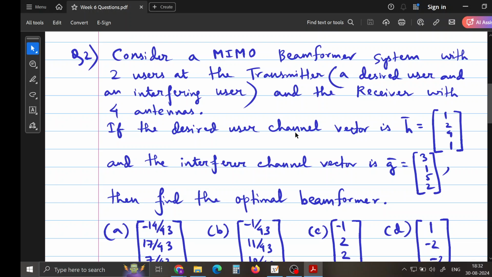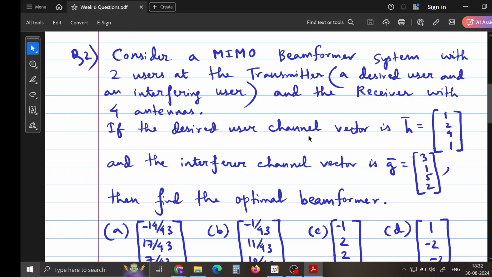Like I said, at the transmitter we have two users, right? One is a desired user and the other is an interfering user. And at the receiver there are multiple antennas. In this case there are 4 antennas. So that's a MIMO system, and you are given the desired user channel vector, which is denoted by h bar, and of course it should be a 4x1 vector.